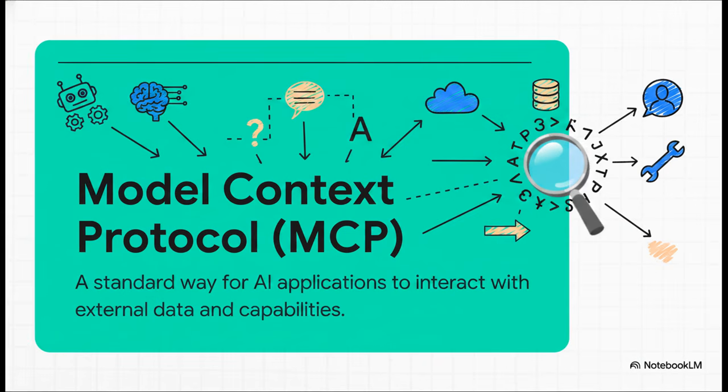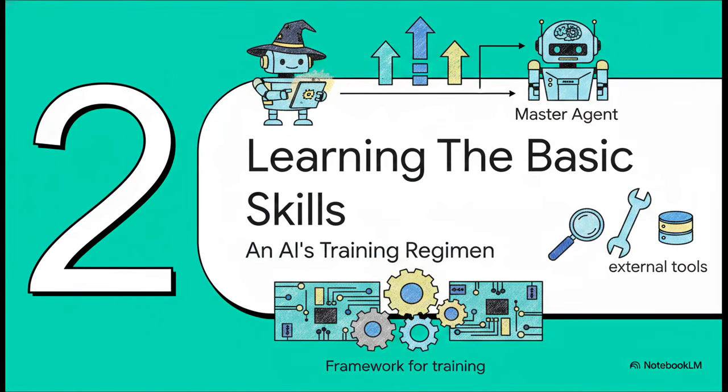So, what is MCP really? At its heart, it's kind of like a universal translator. It sets up a standard set of rules so that any AI can understand how to grab some data or use a tool or ask you for more info, and it doesn't matter how the app on the other end was built. Now, to really get how this works, let's imagine our AI is like an apprentice. Before it can become this master agent that does amazing things, it's got to learn a few fundamental skills. And MCP is the framework for that training.